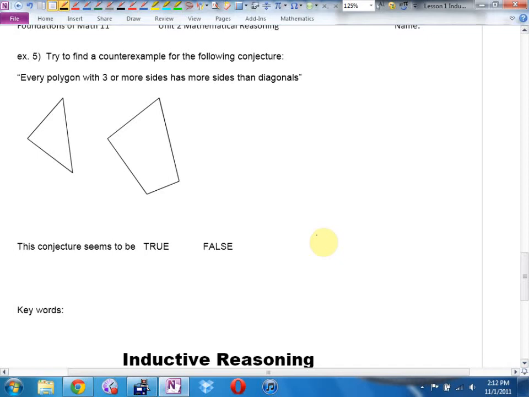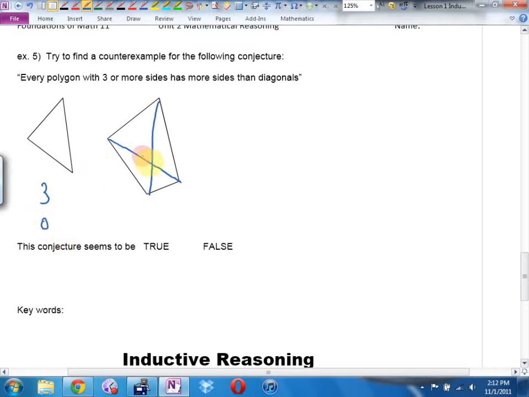What are diagonals? Those are diagonals. How many sides does this have? Count. Three. How many diagonals, how many ways can I go from corner to corner here? It's a trick question. Actually, in a triangle, there are none. No diagonals.